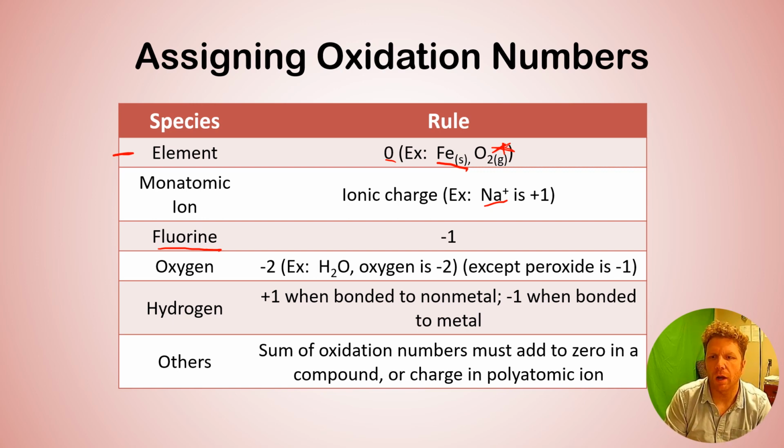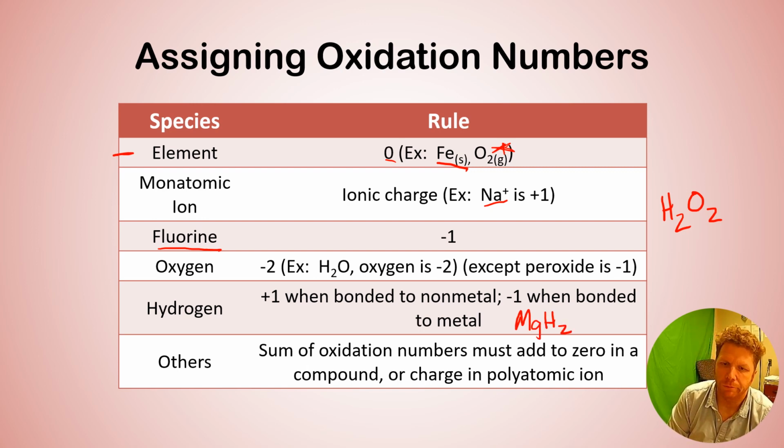However, in the case of a peroxide, so hydrogen peroxide, H2O2, that's an instance where oxygen has a charge of -1, but typically it's -2. Hydrogen, when bound to any nonmetal, it's going to be +1. When hydrogen, however, is bound to a metal, then it's going to have a -1 charge. So for instance, MgH2, that would be -2. Or sorry, that would be -1, and there's 2 of them, so that's a total of -2, which is why Mg has a +2. Now, others, well, the sum of the oxidation numbers must add up to be 0 in a compound, or add up to that charge in a polyatomic ion.